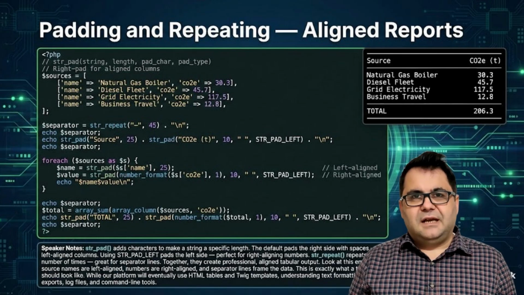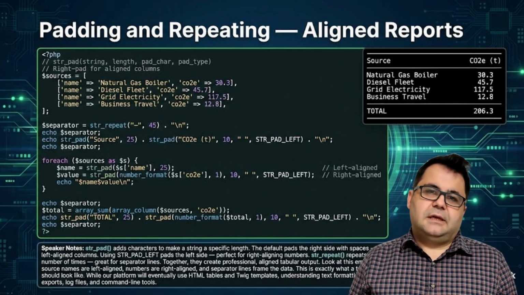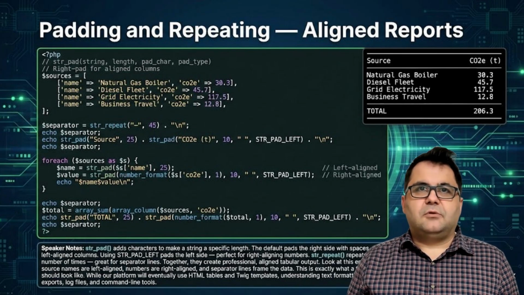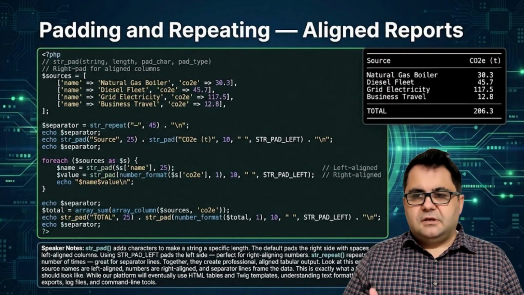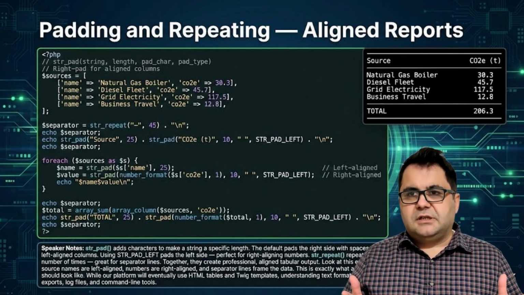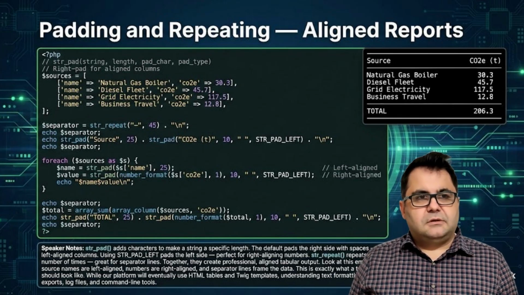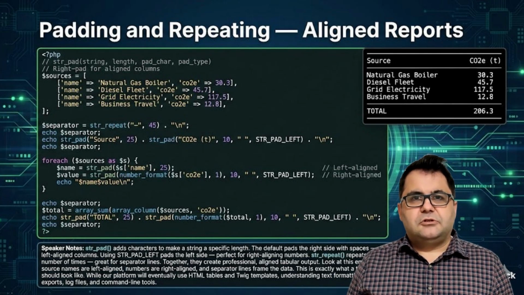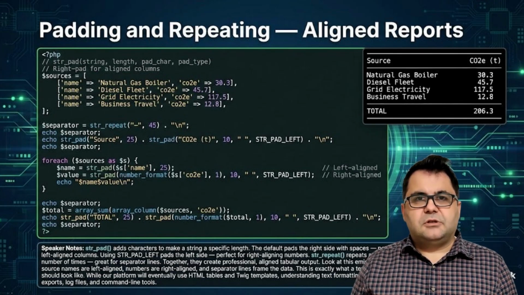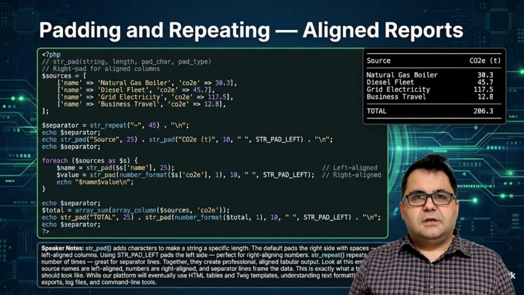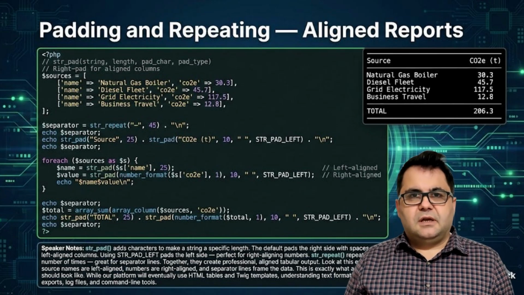str_pad adds characters to make a string a specific length. The default pads the right side with spaces, perfect for left-aligned columns. Using STR_PAD_LEFT pads the left side, perfect for right-aligning numbers. str_repeat repeats a string a given number of times, great for separator lines. Together they create professional aligned tabular output.